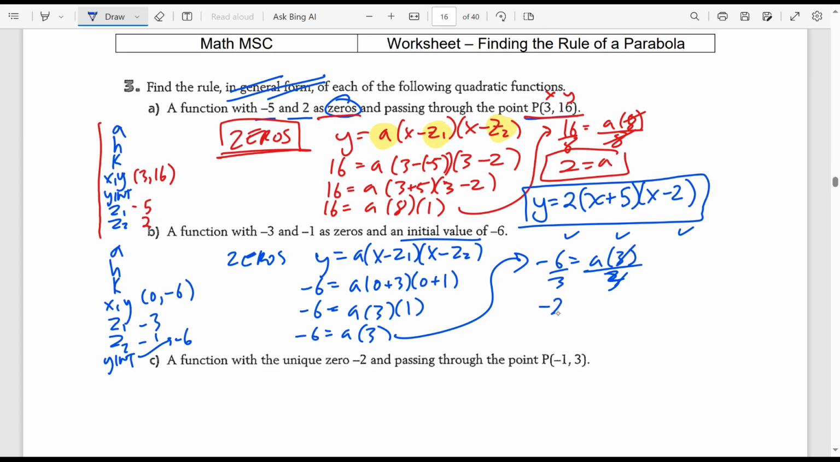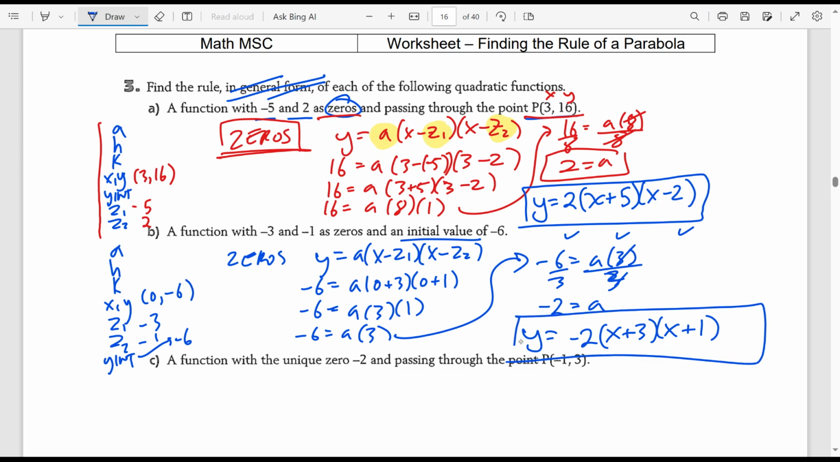So the rule would be y is equal to -2(x plus 3)(x plus 1). That would be my rule. That's the whole objective of problems like this. Any questions on that before I move on?